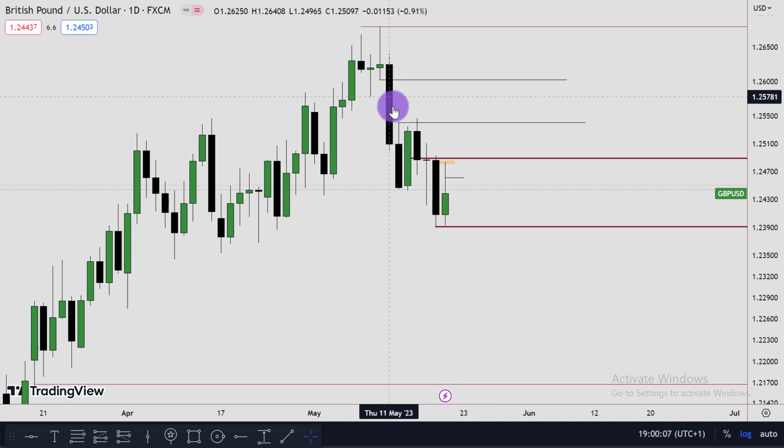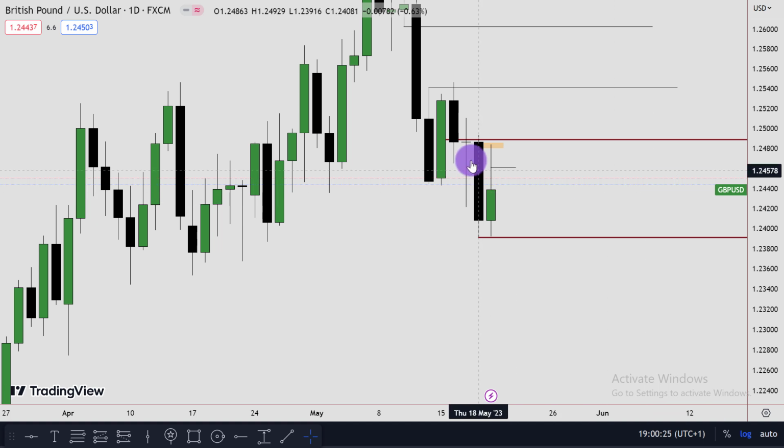Price traded into that weekly daily sell side imbalance, buy side inefficiency, and also institutional order flow entry drill type 1. Then price expanded to the downside. Price traded into this bearish order block. Okay, the bearish order block, and price is showing willingness to go down.